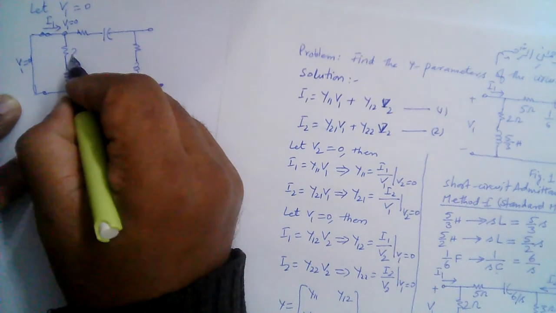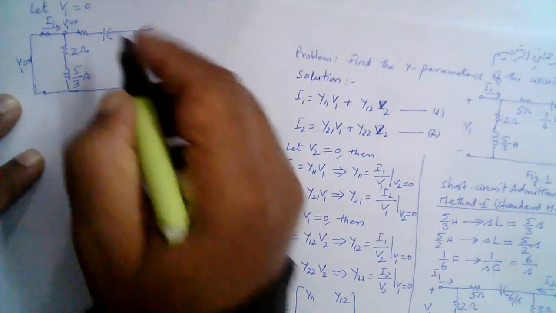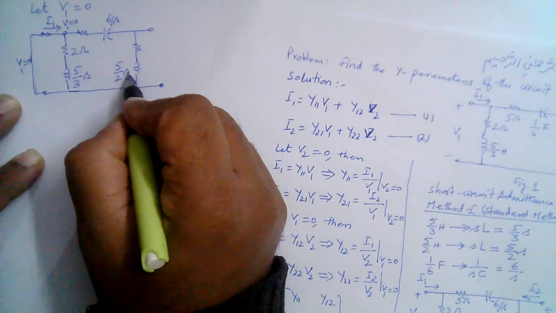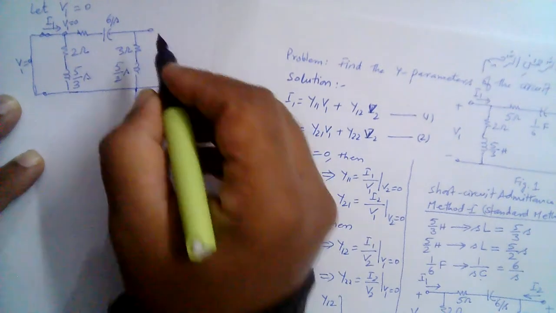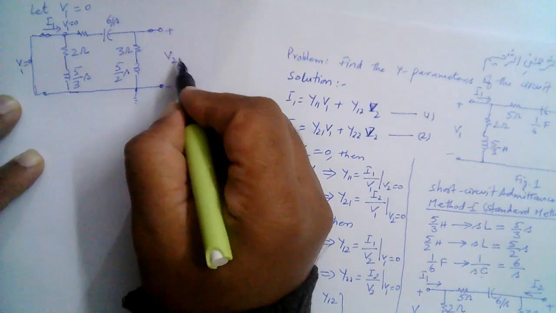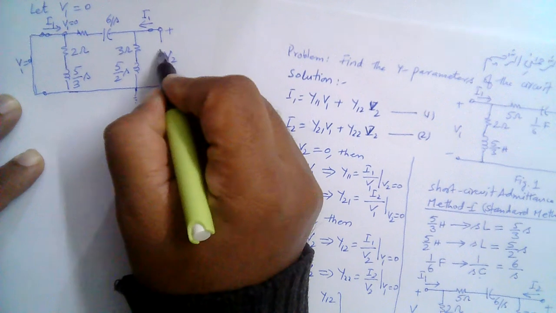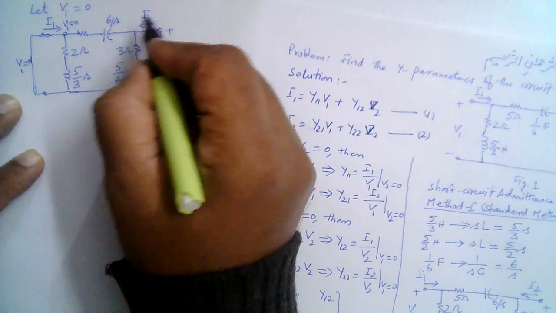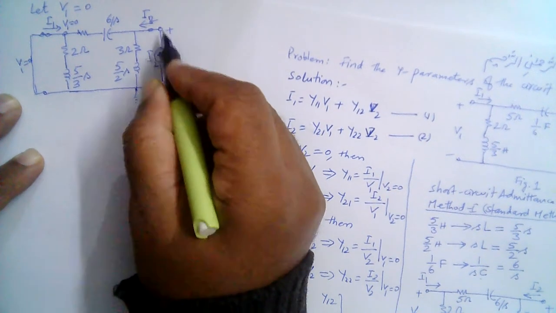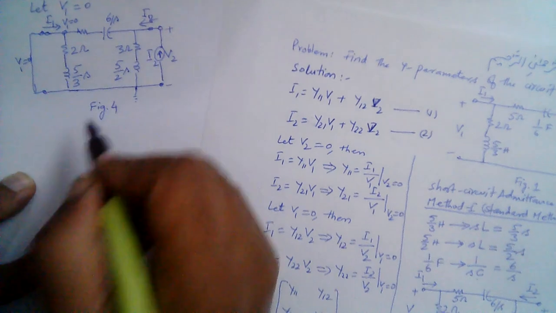So that is 2 ohms, that is 5 over 3s, this is 6 over s, this is 5 over 2s, this is 3 ohm, and the voltage at this output port is V2, and the current flowing in here is I1, and we can connect a current source, sorry, this is I2, current source I2 here, right? I2, and the voltage across these terminals is V2, and let me call this fig 4.